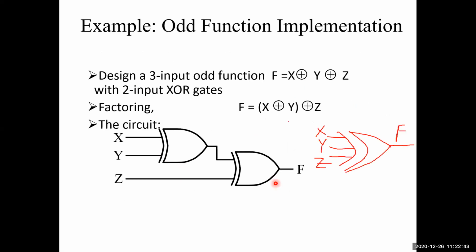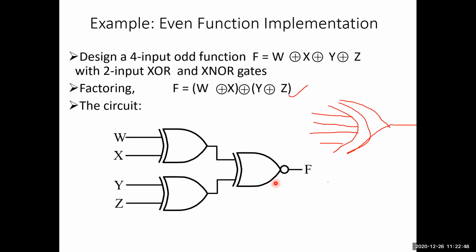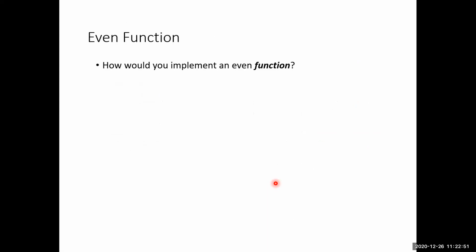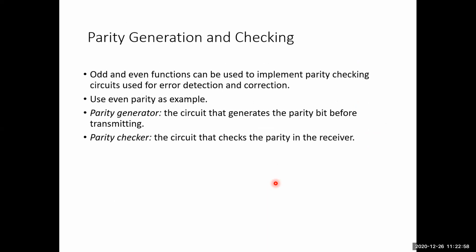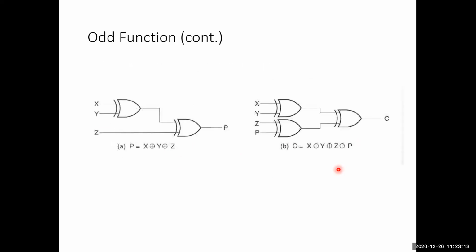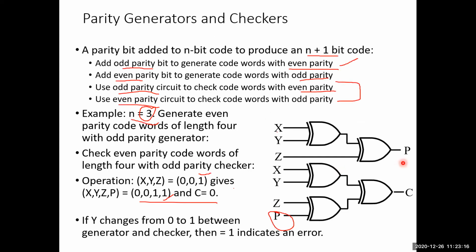But when it comes to the odd parity, you'll not be using XNOR. In the even parity only, you'll be using the XNOR. So that's what we have written over here. The complement of XOR, that is XNOR, will be used. So the parity generator means the circuit that generates a parity bit before transmitting, and the parity checker means the circuit that checks the parity at the receiver end. We were having in the circuit a parity generator and also a parity checker. This is a parity generator and this is a parity checker.